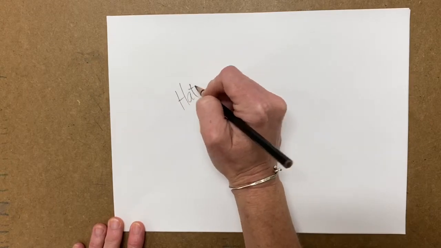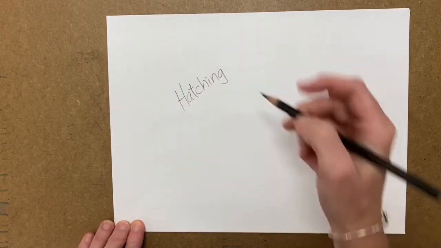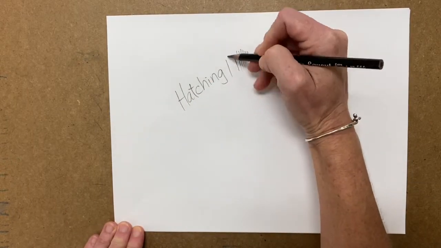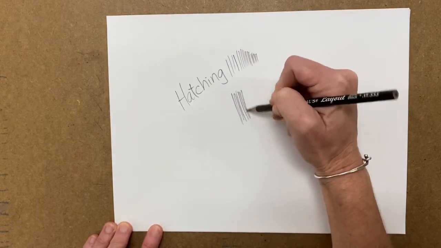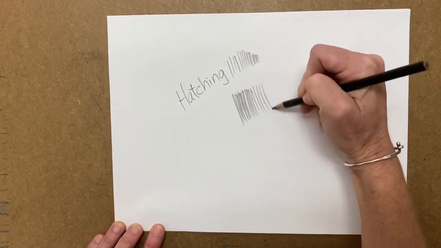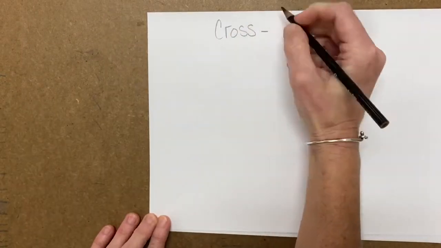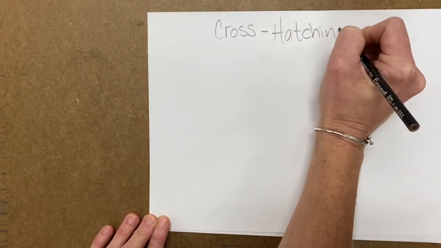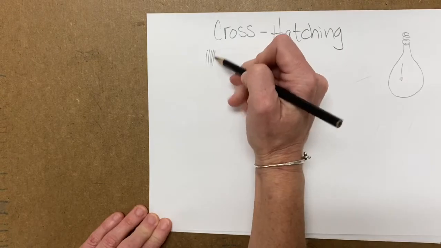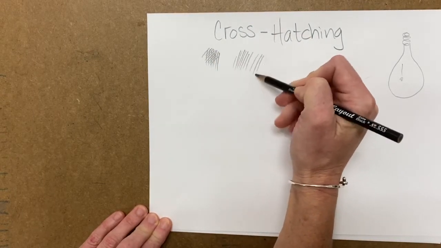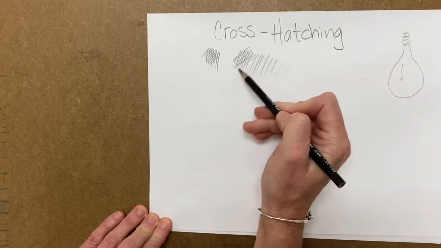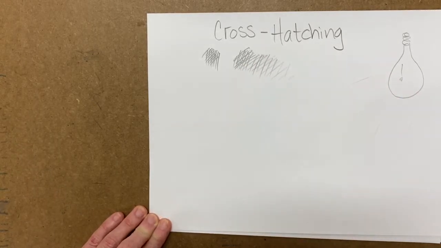Hatching is created by making lines that all go in the same direction. To create a darker value, make more lines. To create a lighter value, make less lines. Cross-hatching is very similar to hatching, except you have 2 sets of lines that cross. To make darker values, use more lines. To make a lighter value, use less.